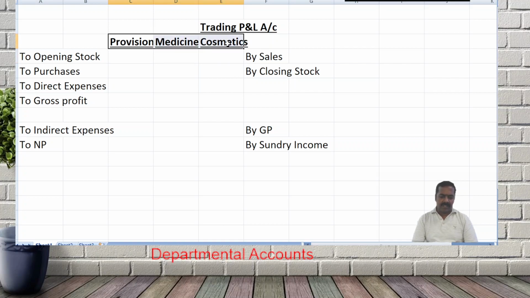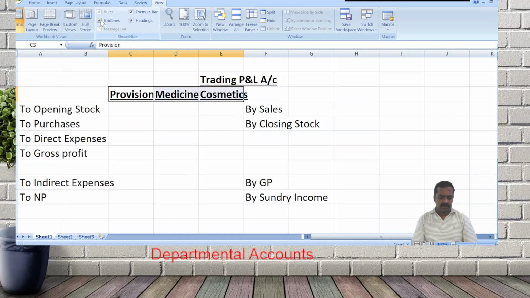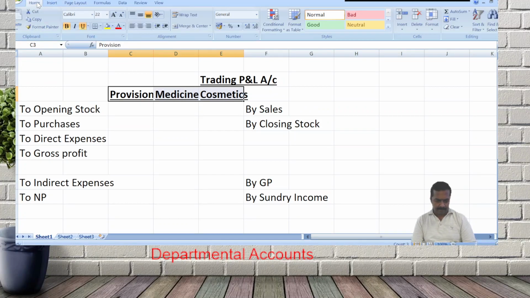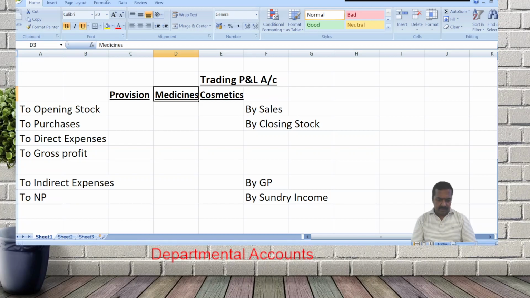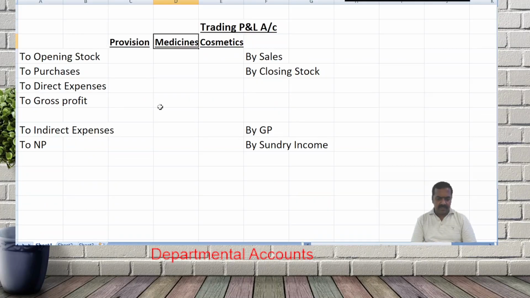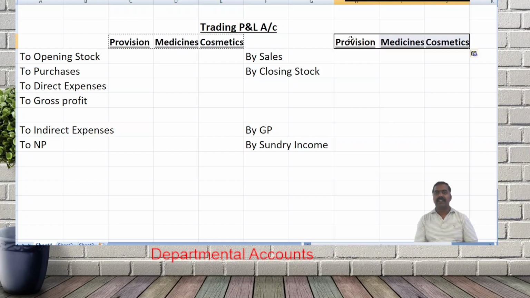So we've got how many sections? Three sections. Now, would you like to know the profit overall or separately? I want to know the profit earned by which division? The general provision store division, then medicines, that is the medical shop, then which one? Cosmetics, like that I want to find out. So simple, I will prepare in a columnar format.